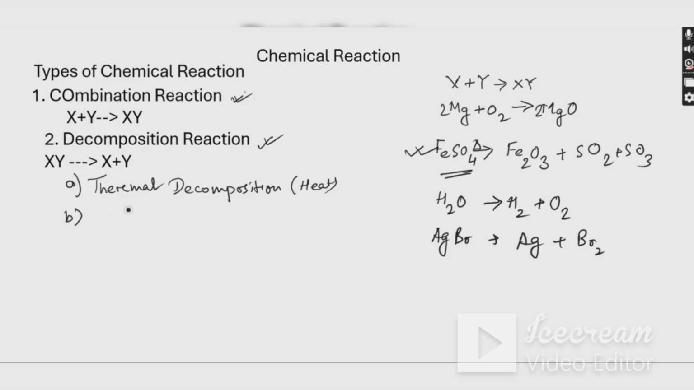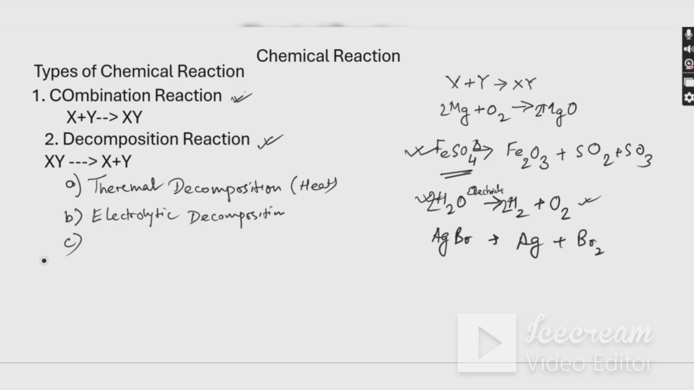Next, the other form of reaction that I have is if I am sending some kind of electricity. So electrolytic decomposition reaction. That means when I am passing some kind of electricity, here water, if you pass electricity, is going to convert into H2 plus O2. So that is electrolytic decomposition reaction.